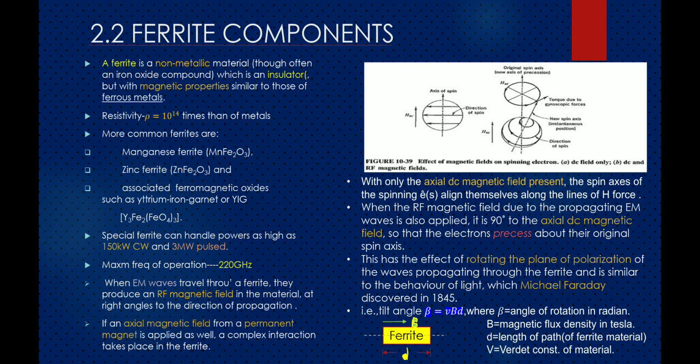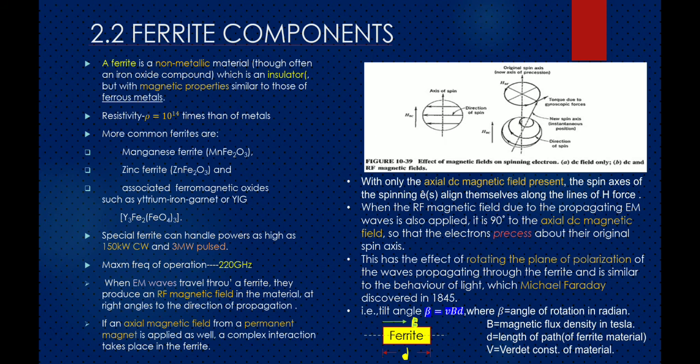So what are the common components used? The common ferrites are manganese ferrite, zinc ferrite, and associated ferromagnetic oxides, that is YIG. Some special ferrites can handle powers as high as 150 kilowatts in continuous wave mode and 3 megawatts in pulsed mode. The maximum frequency of operation could be about 220 gigahertz.